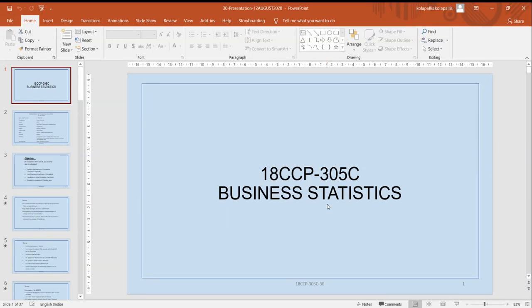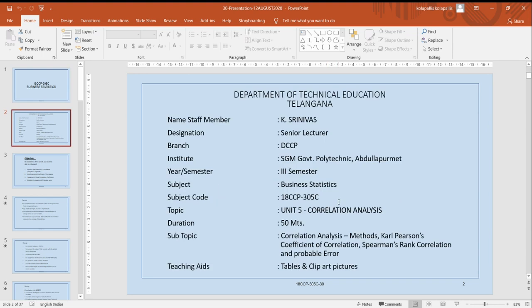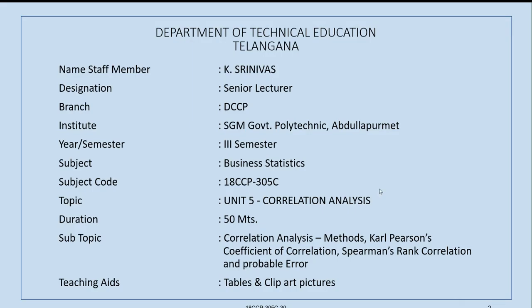In business statistics, in the last lesson, we have seen the introduction of correlation, that is meaning, definition, uses, and advantage and disadvantage of correlation. So in this lesson, we will be looking into the correlation analysis again, the methods of correlation. We will also see Karl Pearson's coefficient of correlation, Spearman's rank correlation, and also probable error.